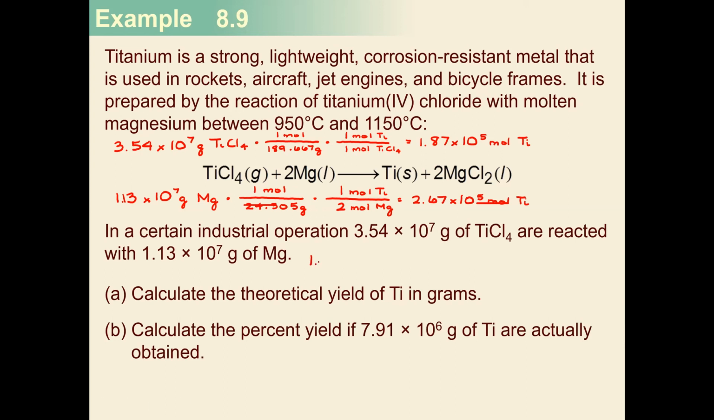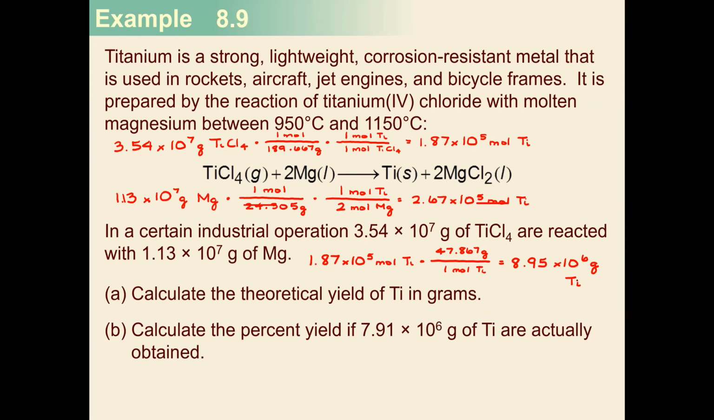So we have 1.87 times 10 to the 5th mole of titanium. We need to multiply that by our molar mass. So that is 47.867 grams for every 1 mole of titanium. And you would get a theoretical yield of 8.95 times 10 to the 6th grams of our titanium. So that is the maximum amount that we should get if we do an absolutely perfect reaction.